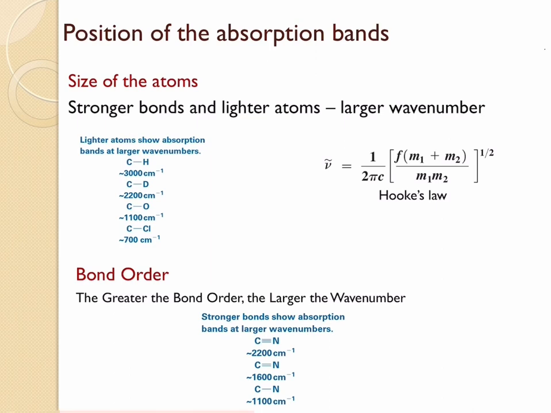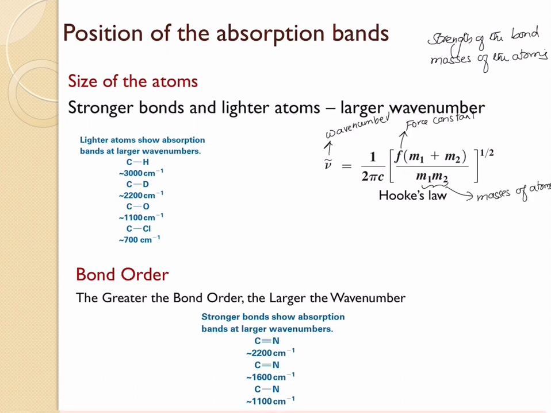The position of the absorption bands, basically the frequency of the stretching vibrations, is going to depend on two things. One is the strength of the bond, and the other one is the masses of the atoms bonded to each other. So basically, it's going to be dependent on the size of the atoms as well as the bond order. We can calculate the approximate wave number of stretching vibration using this equation called Hooke's law, where nu bar is the wave number and F is the force constant. It is a measure of the strength of the bond, and M1 and M2 are the masses of the atoms.